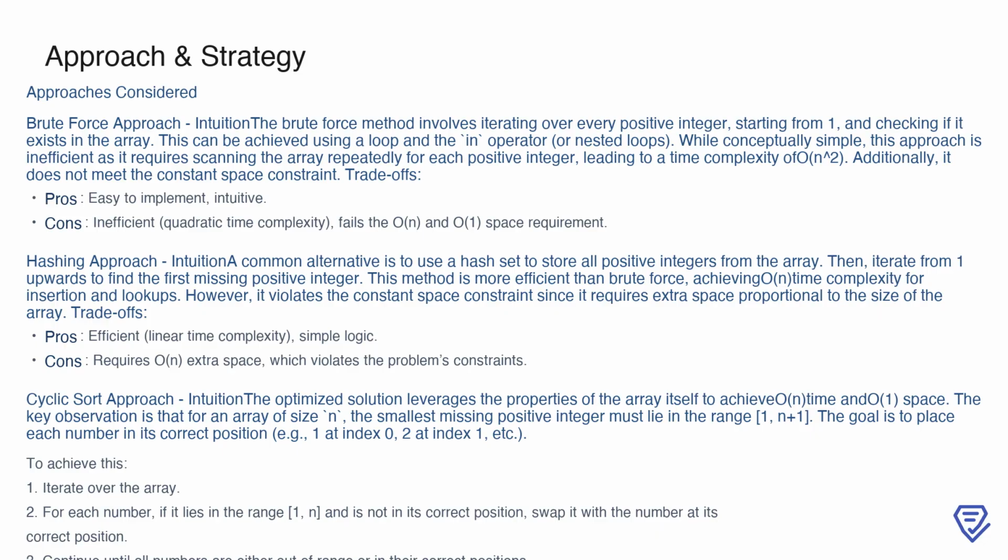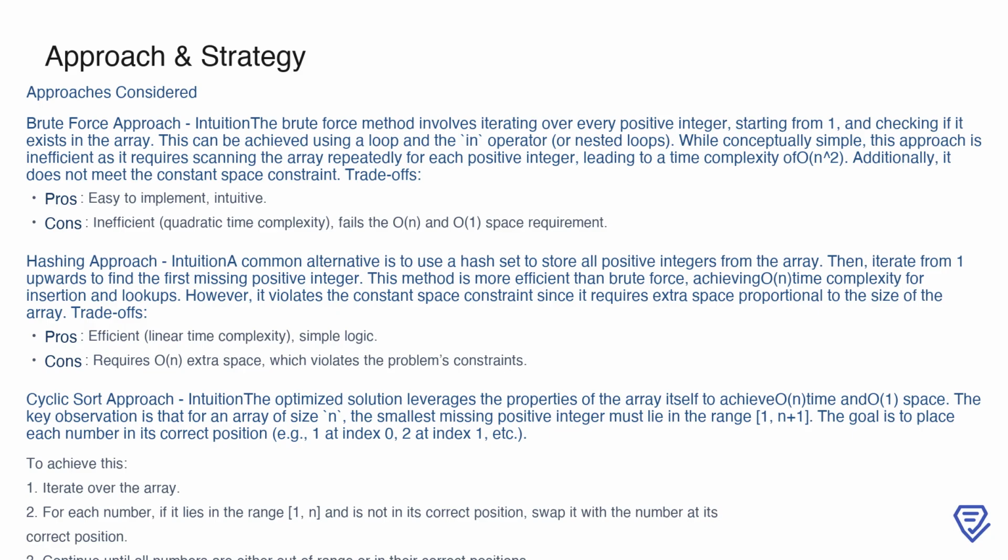Next, we have the hashing approach. This involves using a hash set to store all positive integers from the array, allowing us to efficiently check for the presence of each number. This method improves the time complexity to O(n), as lookups and insertions in a hash set are fast. However, it violates the space constraints since it requires additional memory proportional to the size of the array. Finally, we consider the cyclic sort approach.